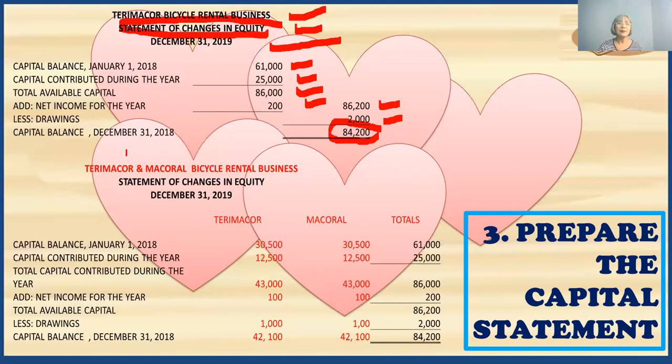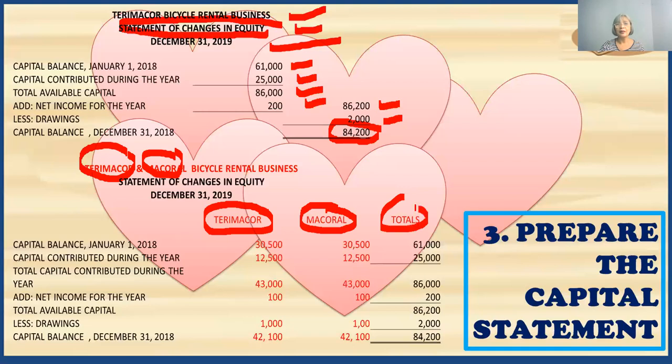This time, dalawang owners. Terimacore and Macoral. So, service pa rin yung business. Rental pa rin. Pero dalawa na yung owner. So, this is partnership already. So, ganun pa rin. I-segregate mo lang yung para kay Terimacore at para kay Macoral to arrive at the total beginning balance of the capital account. And then, kung magkano na contribute nila, so, pareho lang din doon. Kaso dito dalawa na, split na sa dalawa.